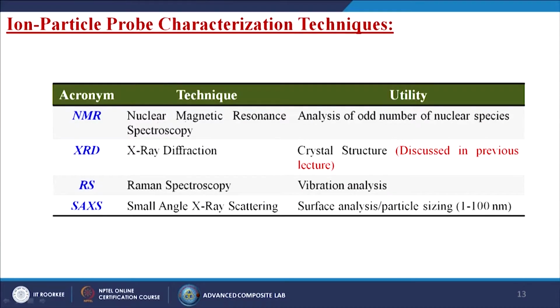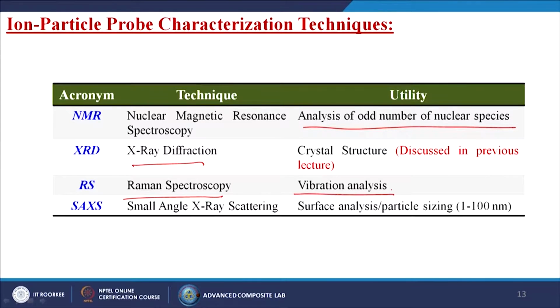The next one is the ion particle probe characterization techniques. In this particular case we have 4 types. One is NMR, nuclear magnetic resonance spectroscopy, generally used for analysis of odd number nuclear species. Then XRD, X-ray diffraction, for crystal structure, which we have already discussed in our previous lecture for this course. RS, Raman spectroscopy, is generally for vibration analysis. Another is SAXS, small angle X-ray scattering, for surface analysis and particle sizing, generally 1 to 100 nanometers.